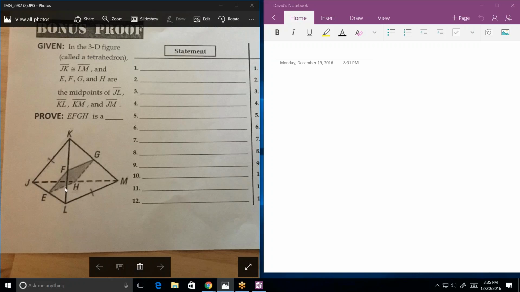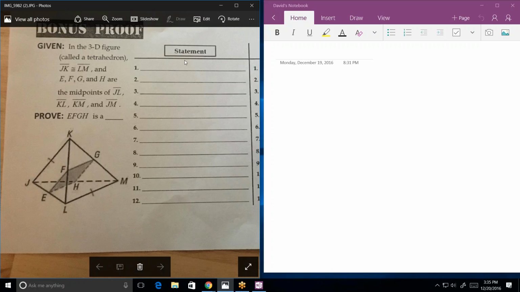And the only other line in that figure is EH. Focus on triangle LJM. EH is what in that triangle? It would be a mid-segment. Therefore, it would be half of LM. Since LM is equal to JK, all four of these are equal to one another because they are all equal to either half of KJ or half of LM. That makes it a rhombus.